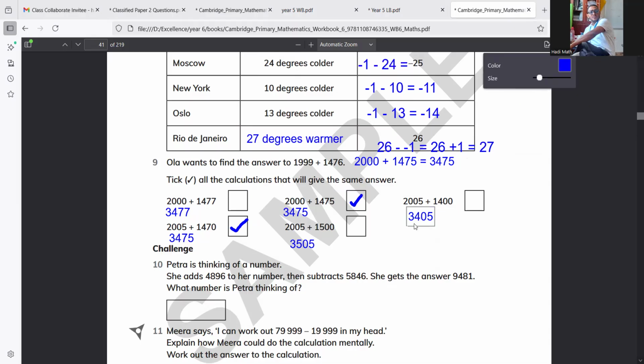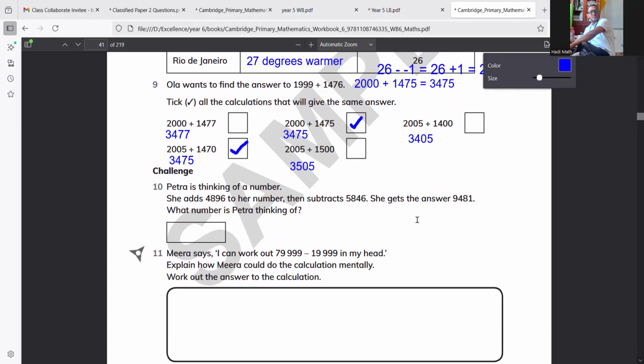You do the calculation and then see each one of them with the answer. Then after that, you take them. Question number 10, we say, Petra is thinking of a number. She adds 4,896 to her number. Then she subtracts 5,846. She gets the answer 9,481. What number is Petra thinking of?